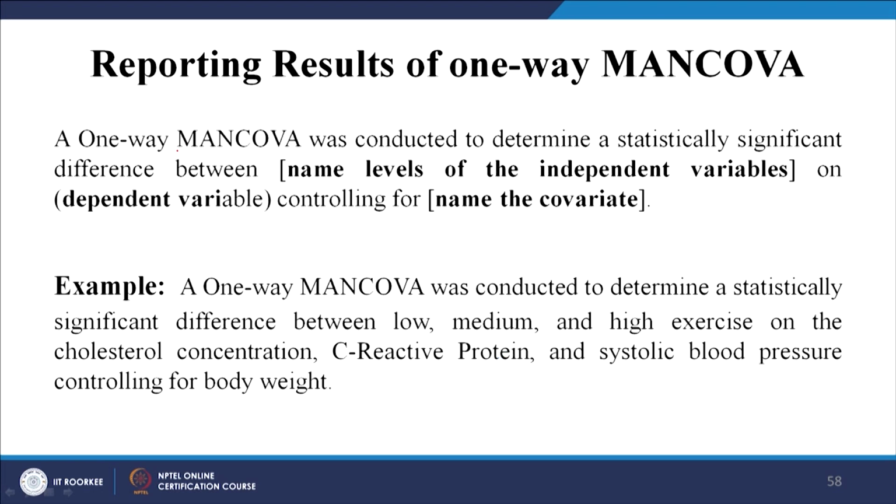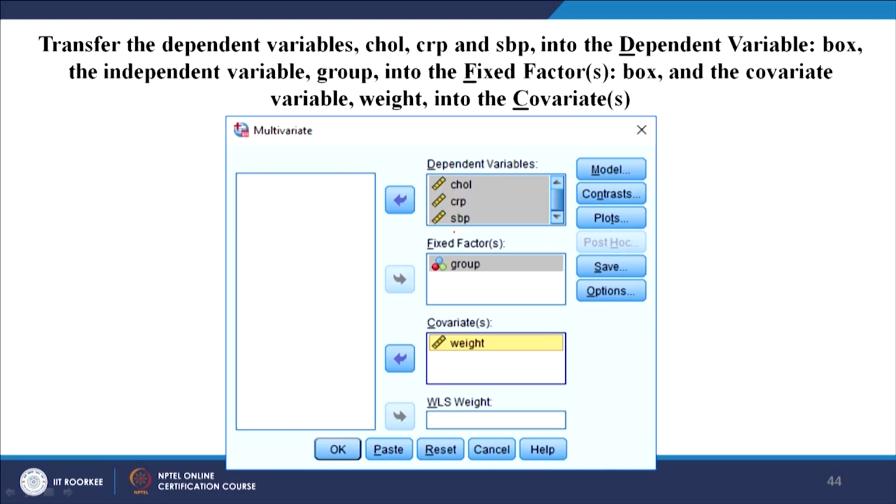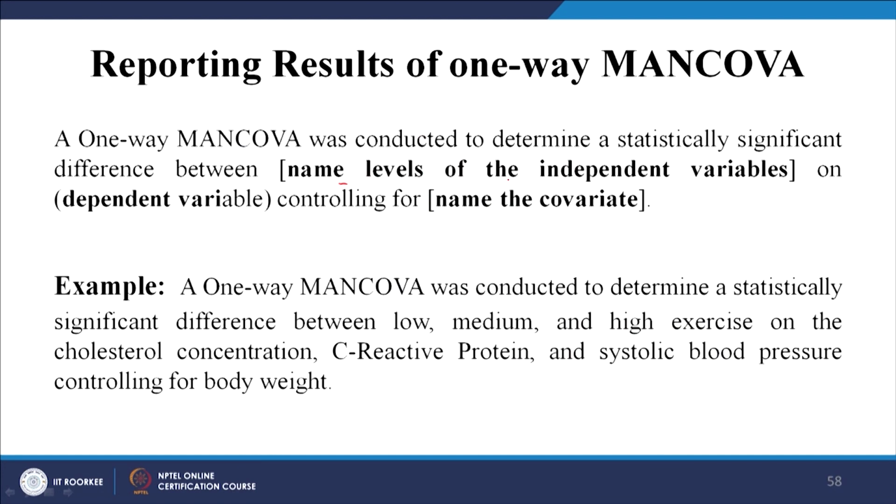You write like this: a one-way MANOVA was conducted to determine a statistically significant difference between, and here you have to write the name of your independent variable, for example, the type of exercise, on the cholesterol, CRP and SBP. These are my dependent variables. So, you write the dependent variables: cholesterol, CRP and the third one, SBP, blood pressure. Controlling for what? Not the weight, right?